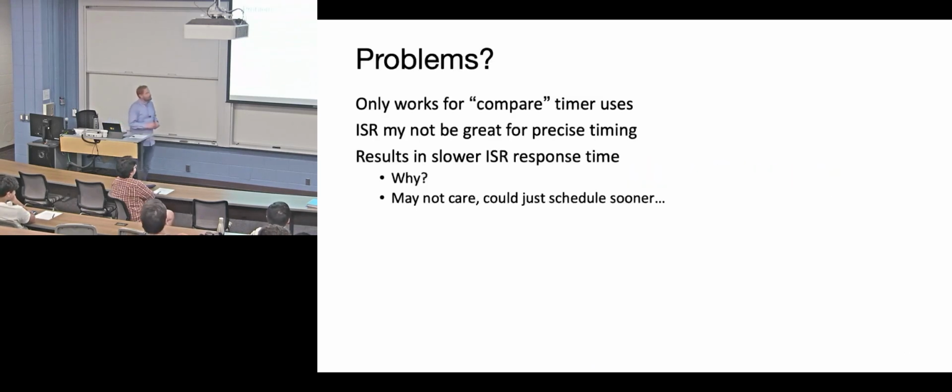So some of the problems here: you're only working with compared timers, you're not doing capture timers. Some of the challenges here is that your ISRs may not be particularly precise, because now you have to have an interrupt. You're going to endure some latency. Does anybody remember how many cycles of latency you endure for an ISR? 12 or more. Very good. So now you have to endure that.